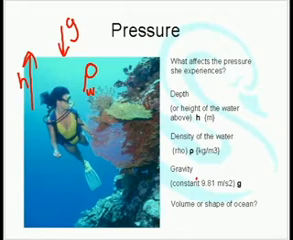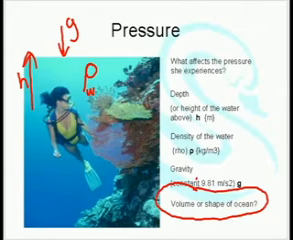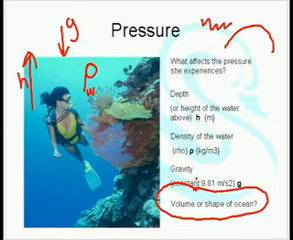What about the volume or the shape of the ocean? Does it make any difference if the coastline is nice and crinkly, or if it's a nice sweeping bay? Does that make any difference at all to the pressure? So thumbs up if you think it does, thumbs down if you think it doesn't. Okay, so the shape doesn't make any difference. I think we're all agreed.